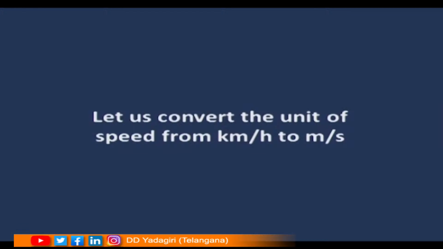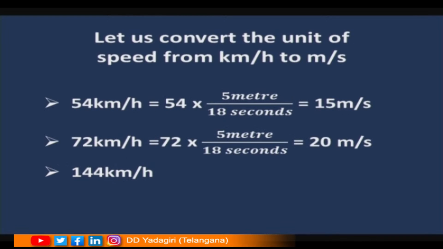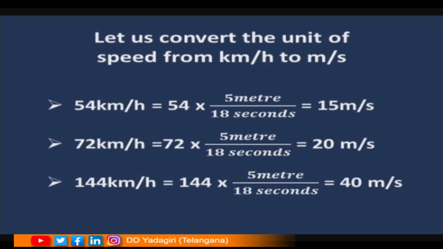Children, let us convert the speeds of some quantities from kilometer per hour to meters per second, and I want you people to do faster than me. Let's do. 54 km per hour: 5 by 18 has to be multiplied with 54, so that you get 15 meters per second. 72 km per hour can be converted into meters per second by multiplying by 5 by 18, which gives you 20 meters per second. 144 km per hour when multiplied by 5 by 18 gives you 40 meters per second. So the speed of 144 km per hour is equal to 40 meters per second.